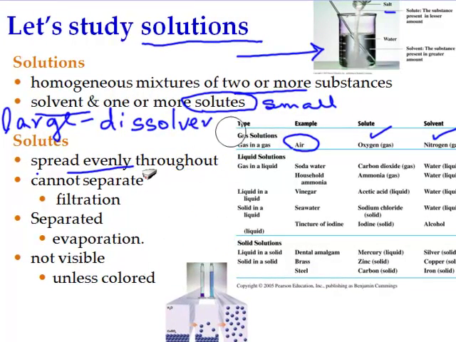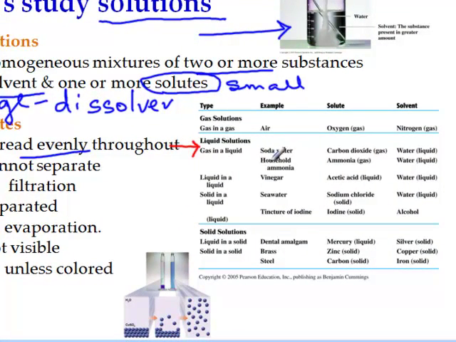Now besides using the gas as an example of solutions, let's look at some other properties of solutions. You can also have a gas in a liquid, for example soda water, in which we have carbon dioxide dissolved in a liquid. So these are all your soda cans that you could visualize. Household ammonia, if you use it for cleaning, is a gas but it's dissolved in water. Another one is vinegar, which is acetic acid. It's an example where a liquid is dissolved in another liquid. And the last example is seawater, where you have a solid dissolved in water.